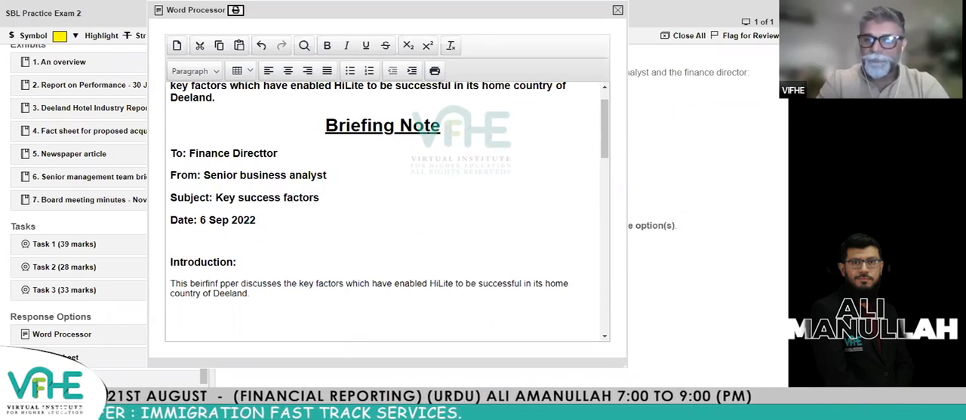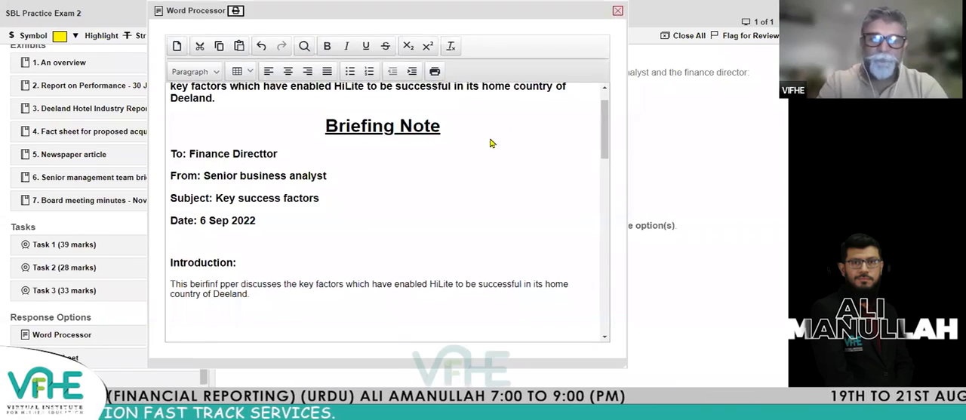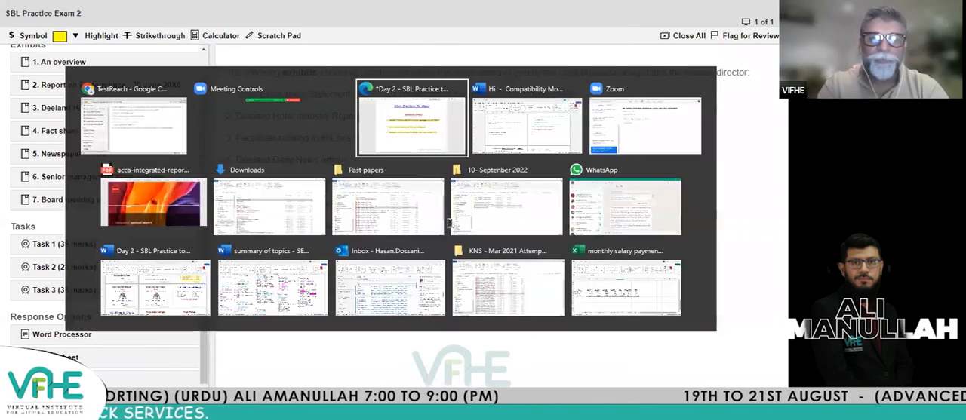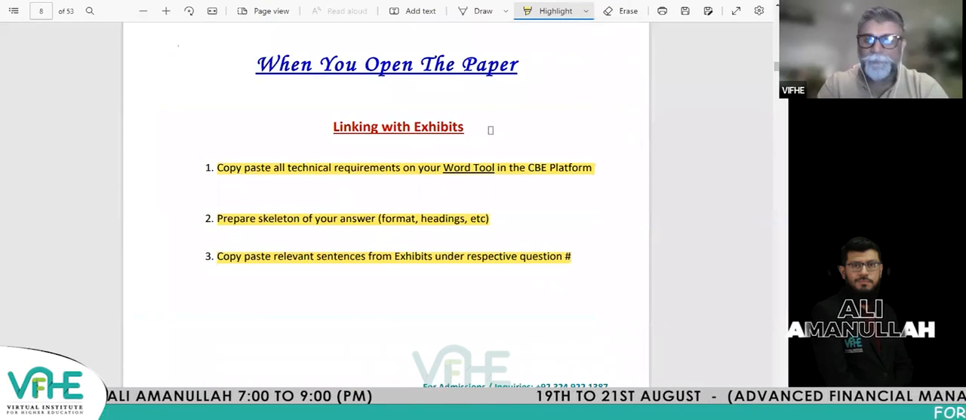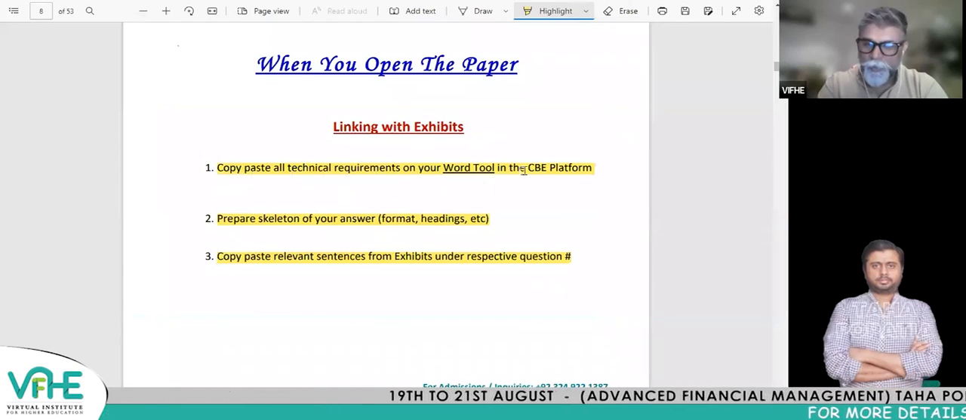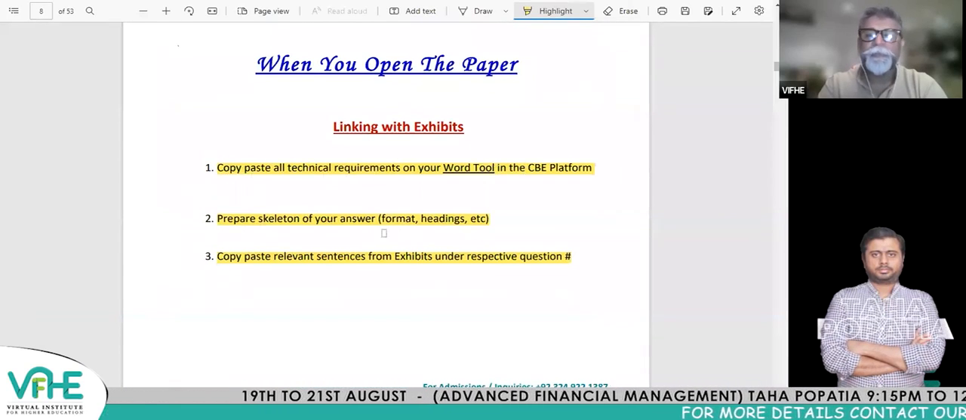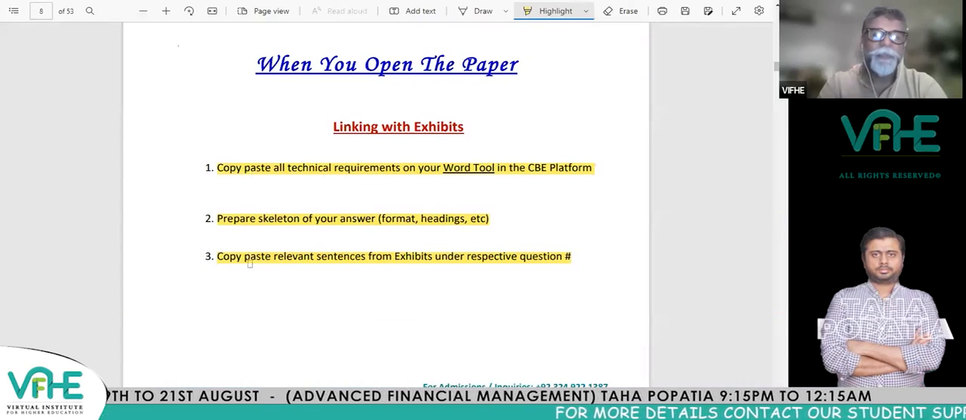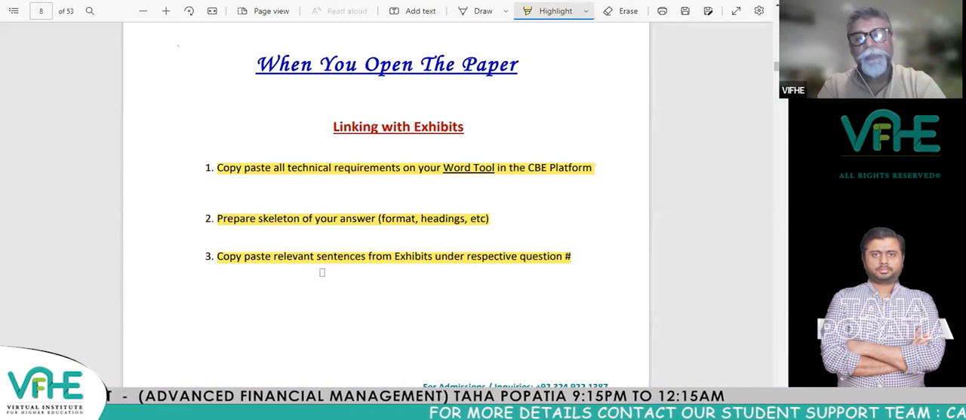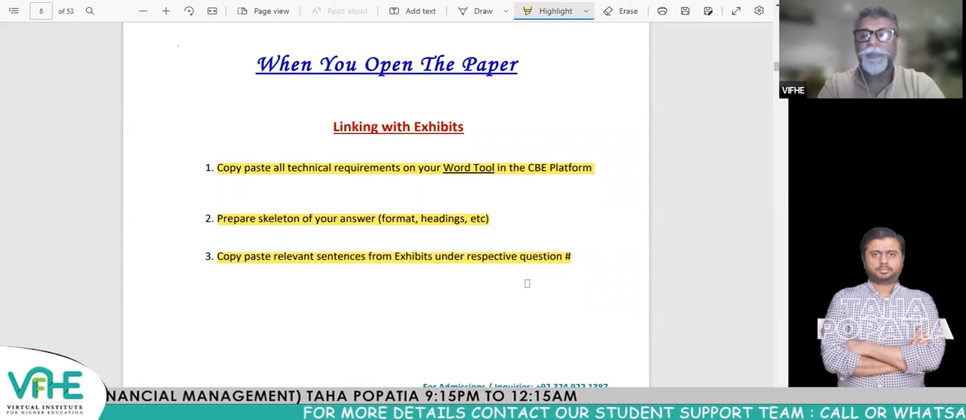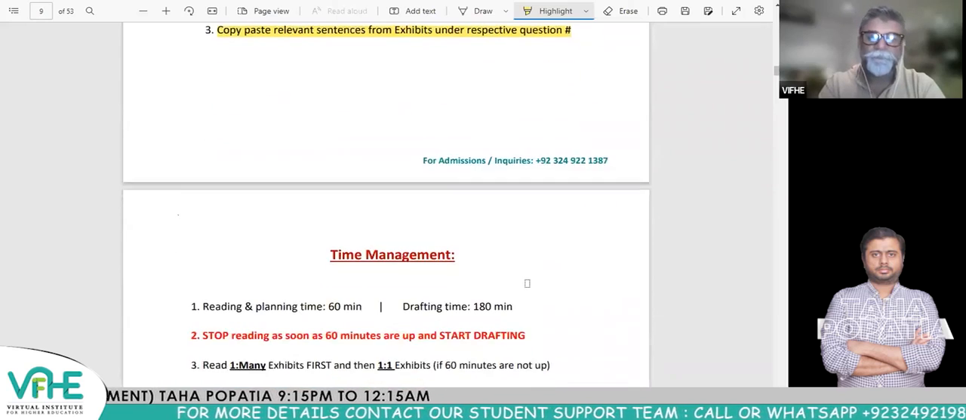All right, guys, move on. So you understand the first technique. I'm closing this, moving back. So let's recap. Copy paste all the requirements, then prepare the skeleton like formats and broad headings, and then when you start reading, you can copy paste relevant sentences under the respective question.